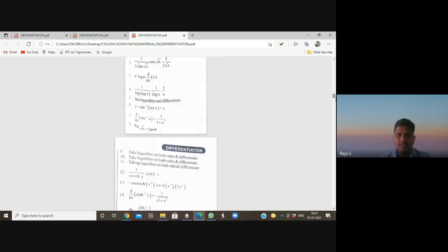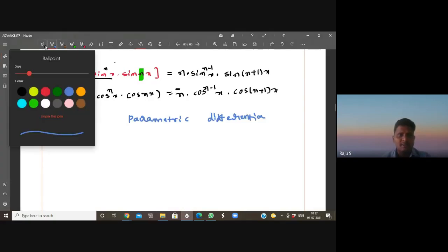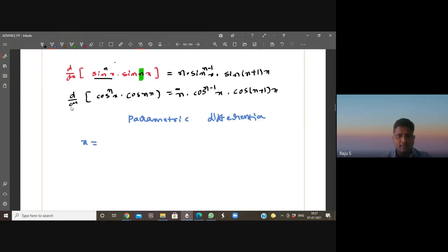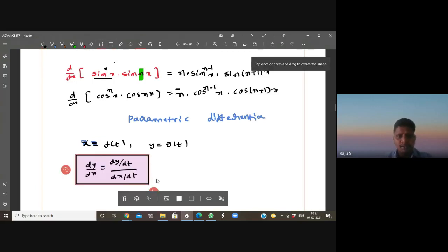So parametric means, as we saw in previous classes, x we can represent as a function in terms of t, like f of t, and y is a function in terms of t. Here t is a parameter. Then dy by dx is given by dy by dt divided by dx by dt. That's all. This is only one formula. This is parametric differentiation.